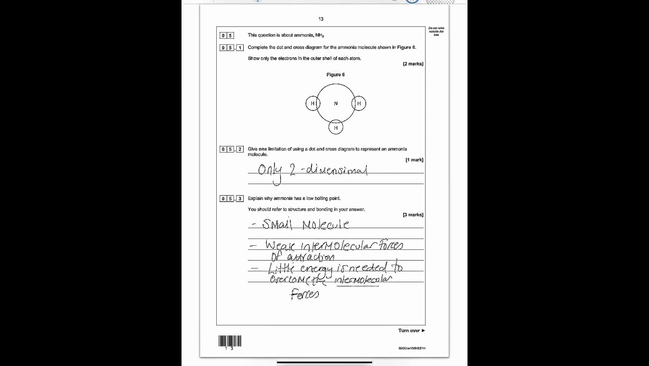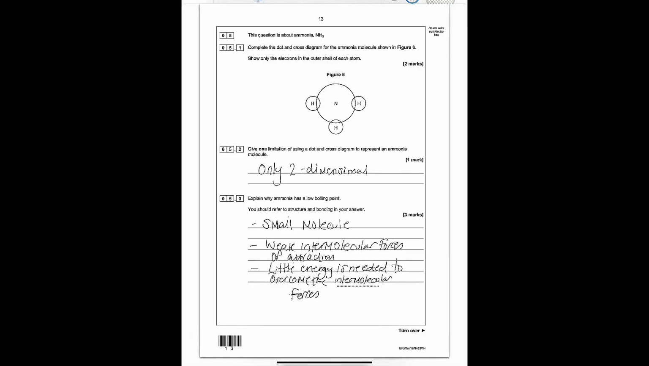Okay, so I'm going to go through another exam question, which is to do with structure and bonding for simple molecules. So let's go through question 5.1. This question is about ammonia, NH3. Complete the dot and cross diagram for the ammonia molecule shown in figure 6. Show only the electrons in the outer shell of each atom.